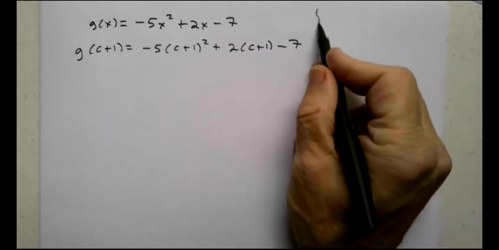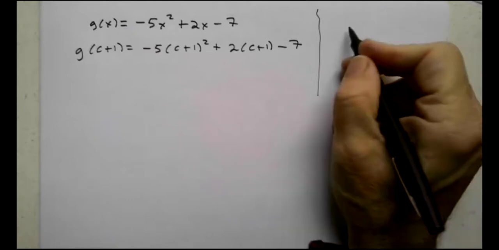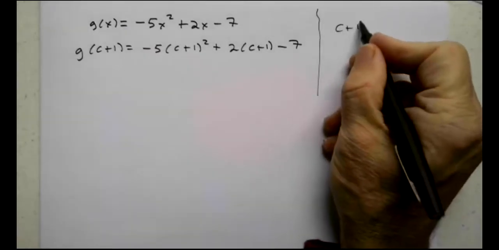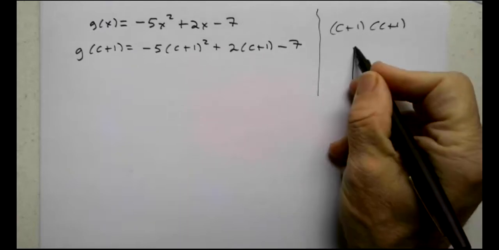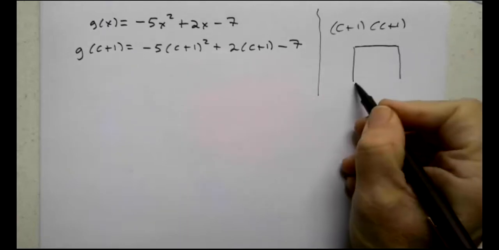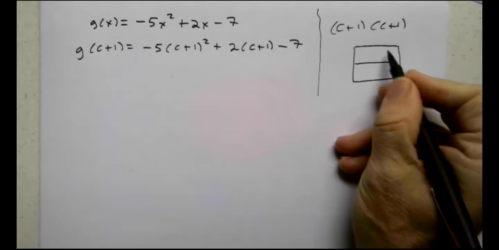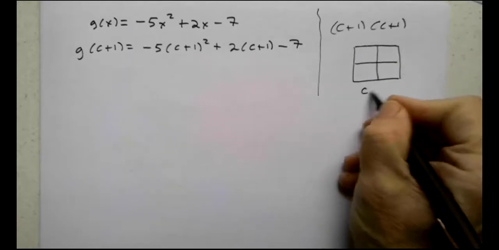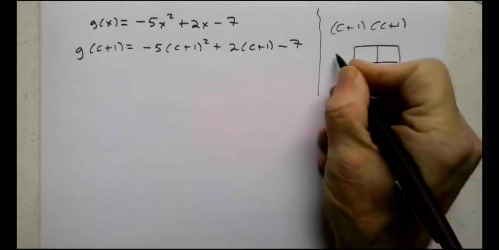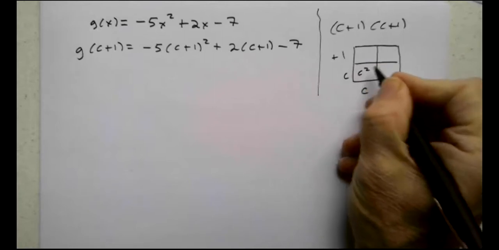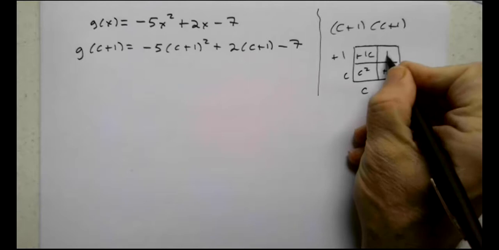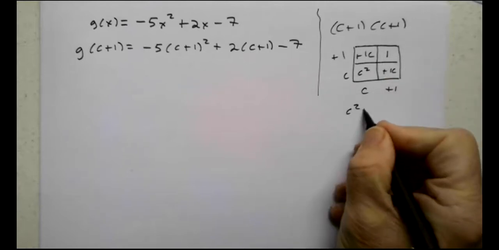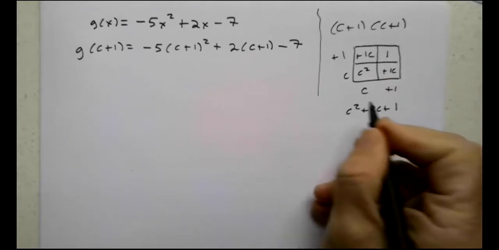So the first thing I need to do is c plus 1 squared. I like to remember that, of course, means c plus 1 times c plus 1. And I like to actually create a square when I square binomials. C plus 1 times c plus 1. C times c is c squared. 1 times c is 1c. 1 times c is 1c. 1 times 1 is 1. Add them all up and I get c squared plus 2c plus 1.